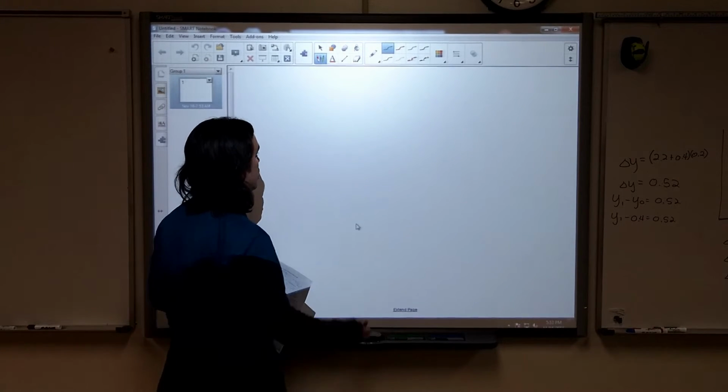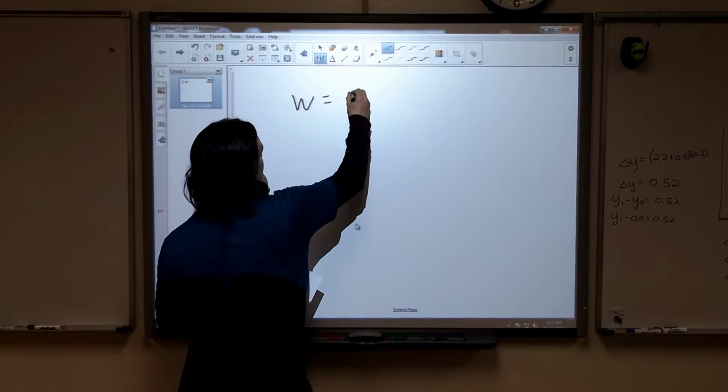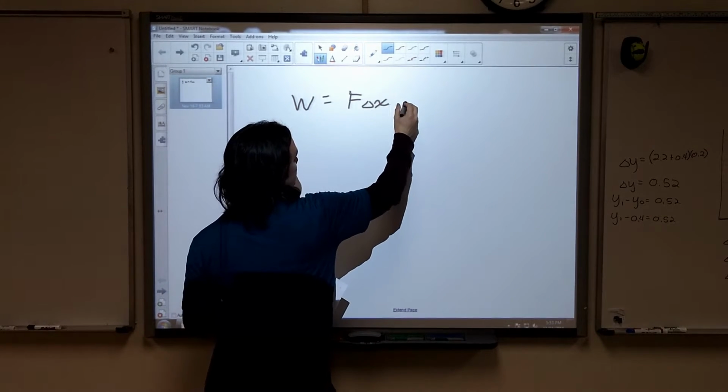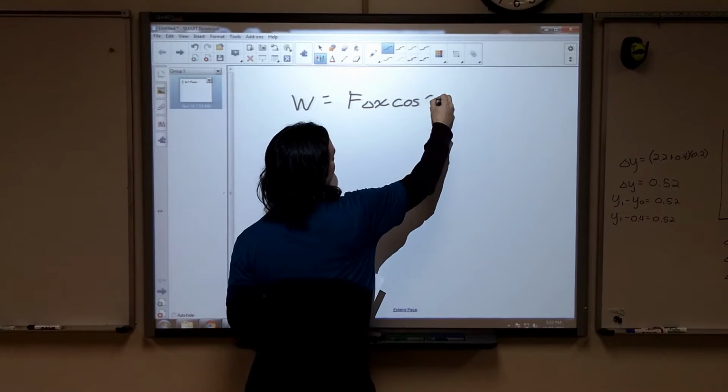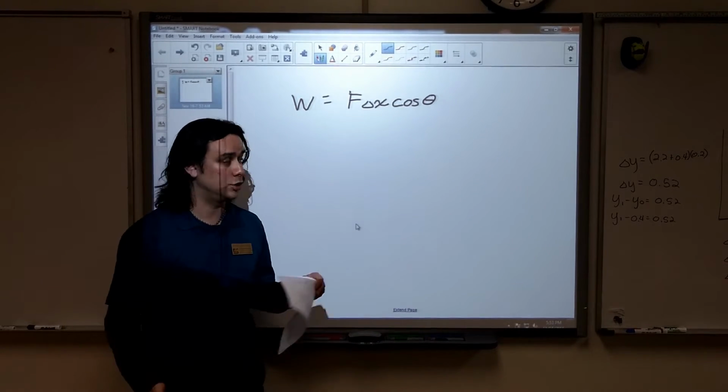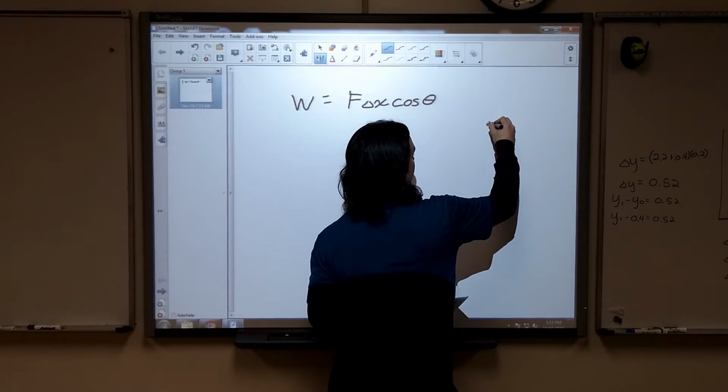We can use our work equation, where work equals our force times our displacement times the cosine of the angle between them. If you want to do this approach, you can. You'll need to draw a free body diagram.